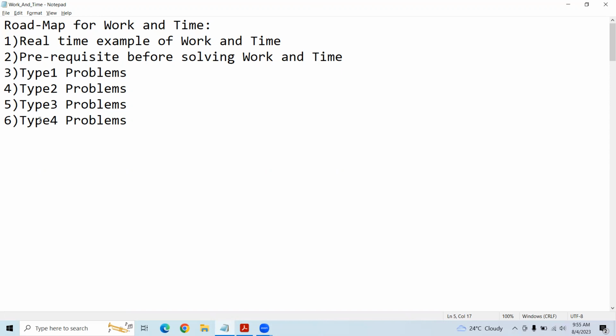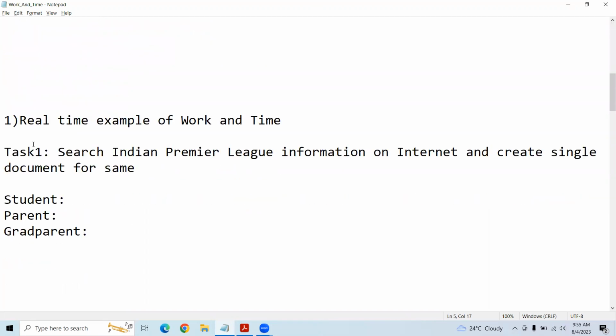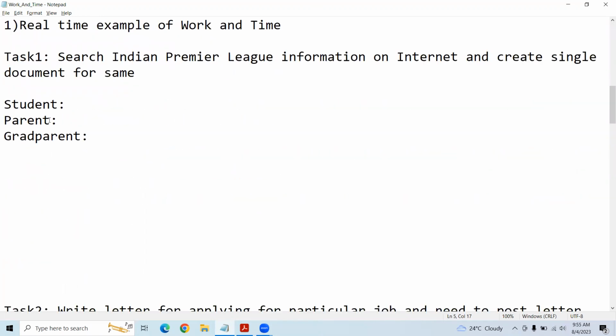So let's get started. Let's take a real-time example. We have one task. We have to search for Indian Premier League information on the internet, and we need to create one document for it. So we know the Indian Premier League is a cricket competition. You need to search on the internet for different kinds of information on it, and then you have to create one document so that you can present it to anyone. Like, this is the information about the Indian Premier League.